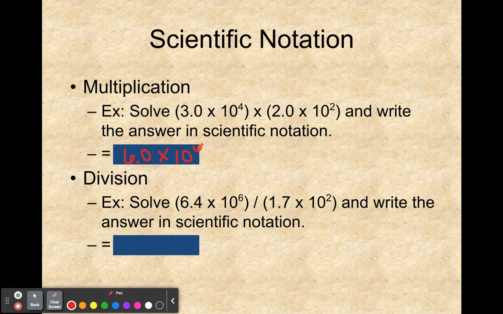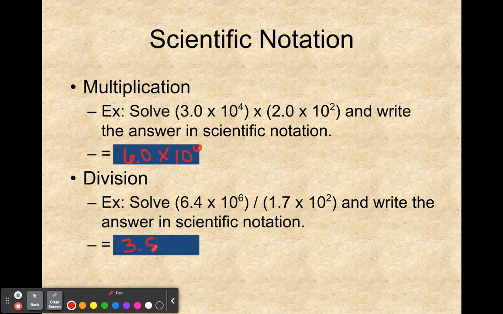So for the next one, in your calculator, parentheses 6.4, exponent button 6, parenthesis, divided by parenthesis 1.7, exponent 2, parenthesis, equals. For this one, you should have gotten 3.8 times 10 to the 4th, or 38,000. But you need to make sure you write it in scientific notation.